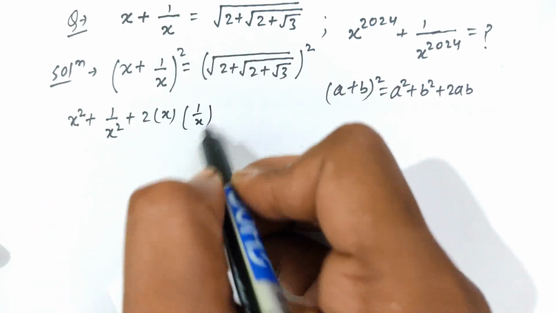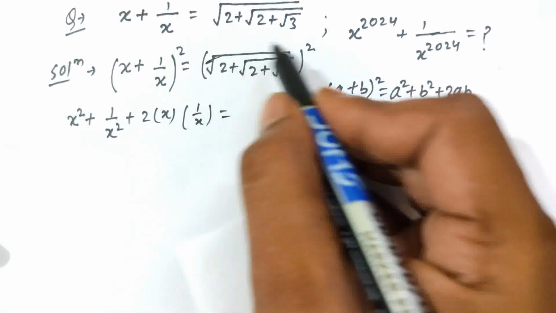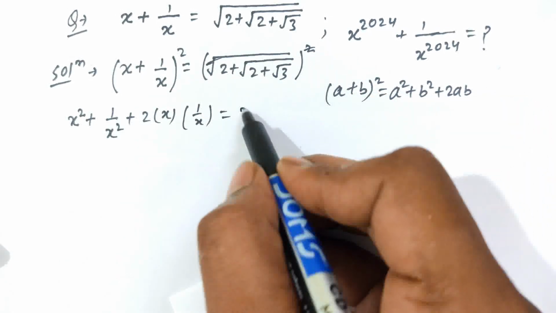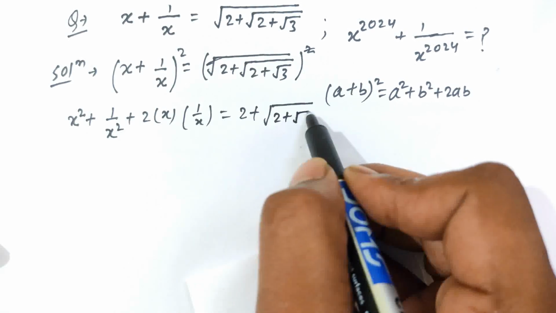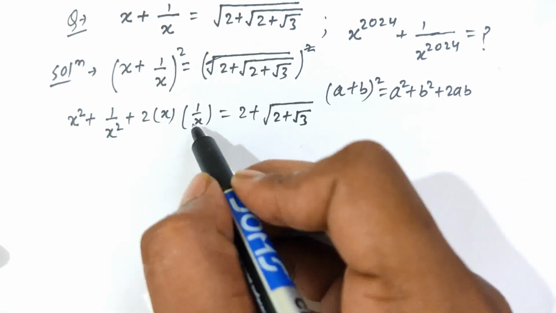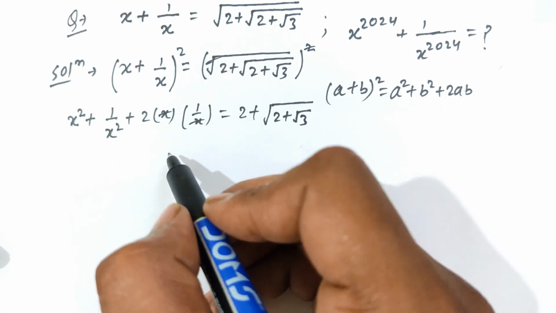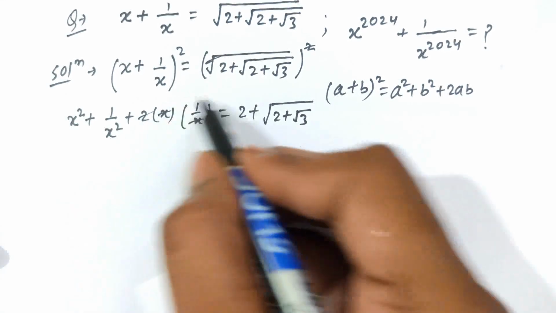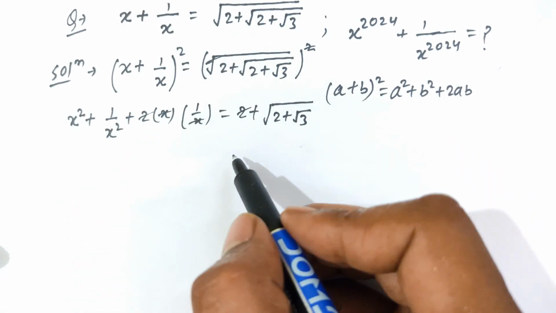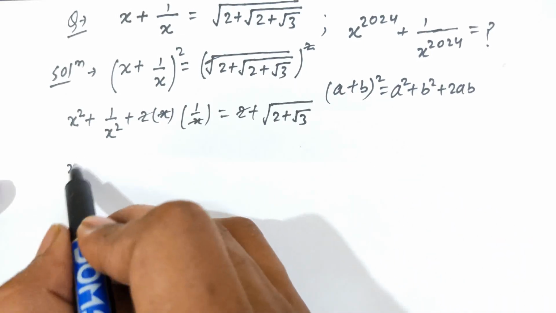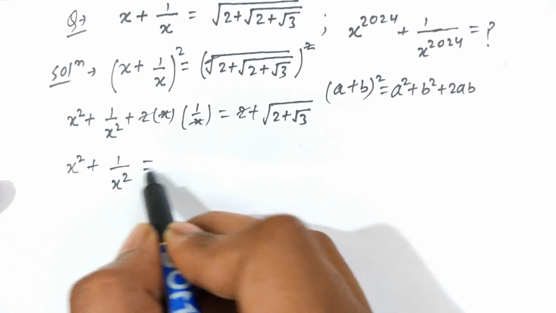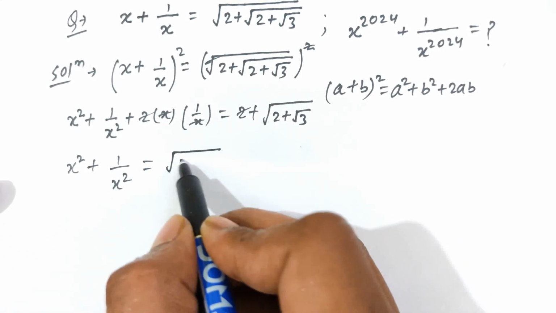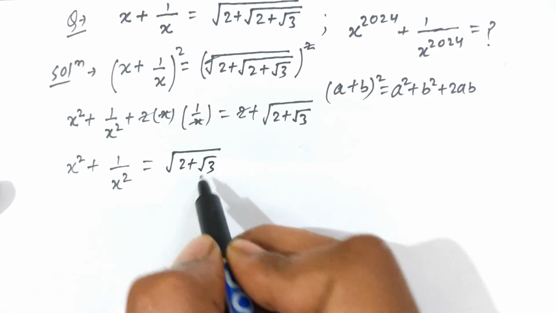plus 2 times a that is x and b that is 1 by x, and this is equal to, this square root is cancelled out by this square, so here students 2 plus square root of 2 plus square root of 3. Now this x and this x is cancelled out, so here is plus 2, and this plus 2 is cancelled out by this plus 2. Then in left hand side we have x square plus 1 by x square, this is equal to square root of 2 plus square root of 3.